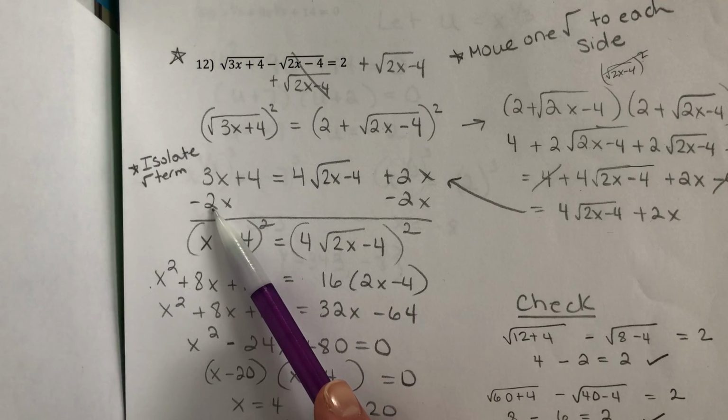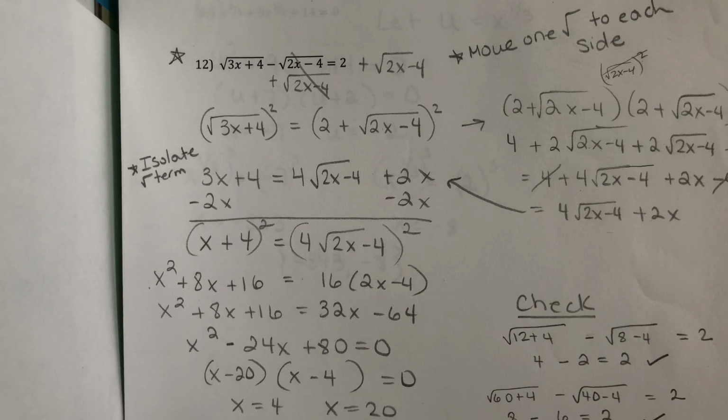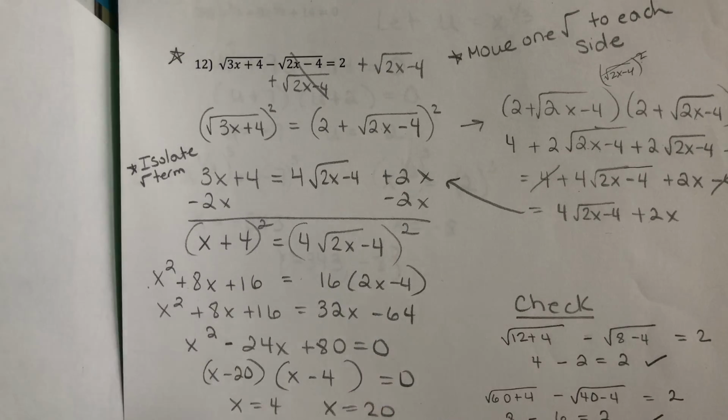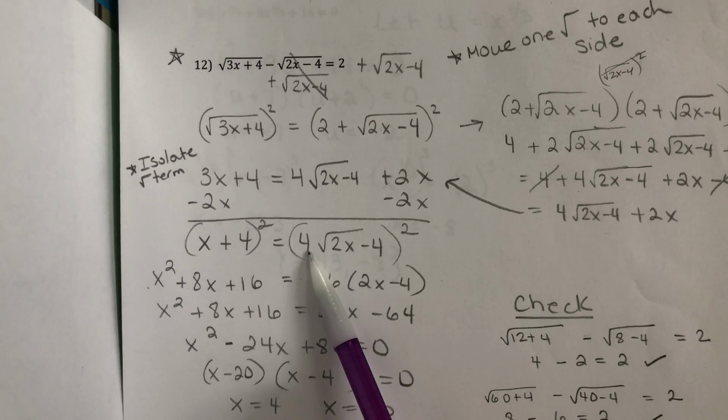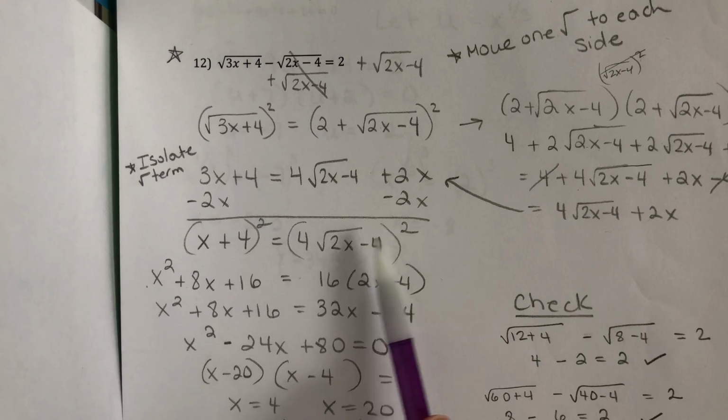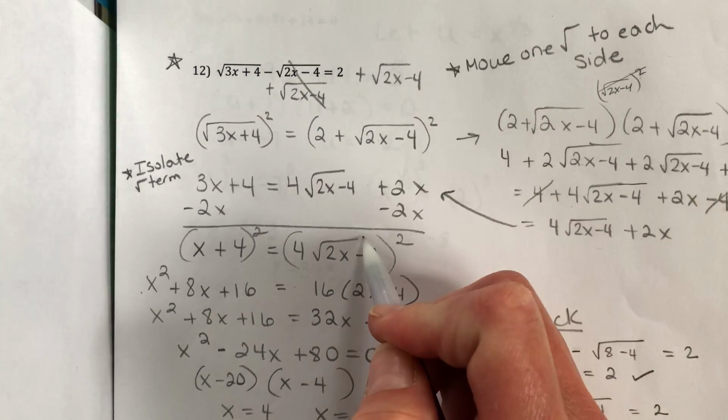So I subtracted the 2x over. And then you can actually divide both sides by 4 if you'd like. It makes it a little bit ugly to work with, so I'm going to keep it here. So I know that radical is not totally isolated, but for this purpose, when I square it, it's going to be pretty easy to do.